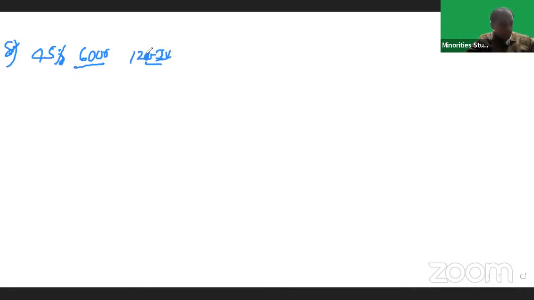120 votes are invalid. Find the total polled votes. At an election, two candidates participated. A candidate got 45% of votes and was defeated by 6,000 votes. Find the total polled votes.